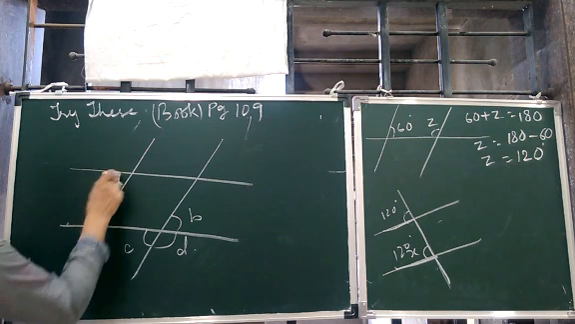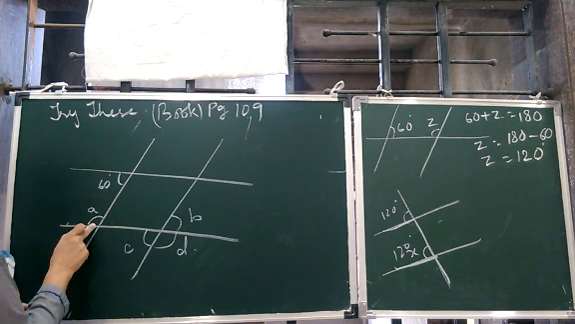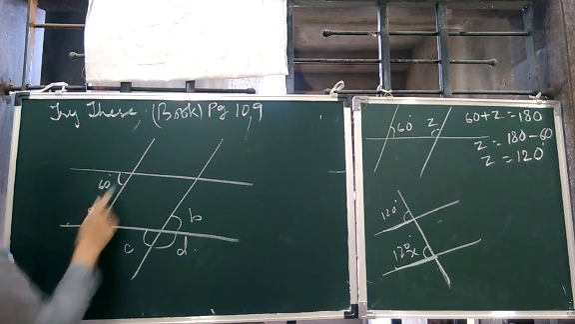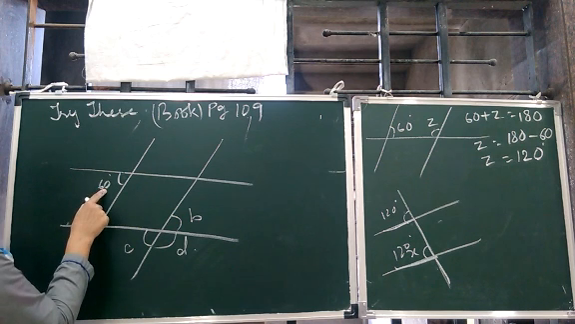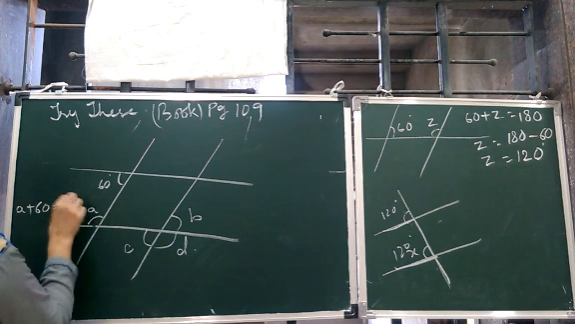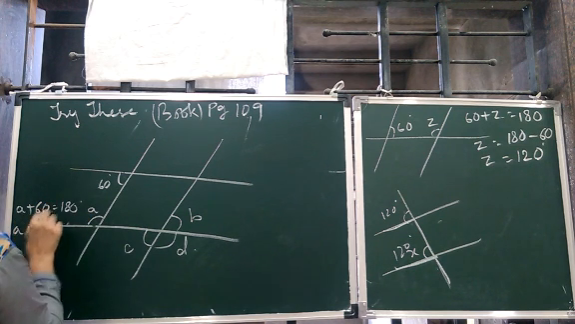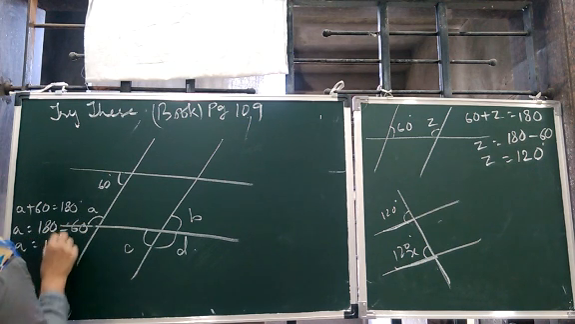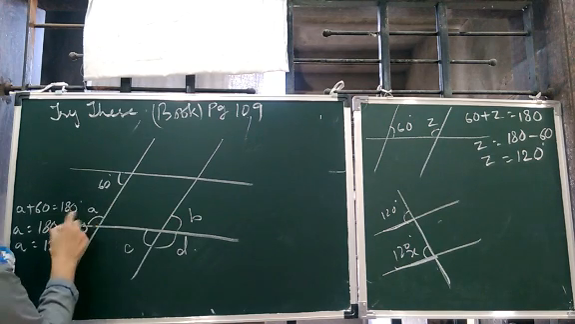This is A. They are what? Interior angles on the same side of the transversal for two parallel lines. So they will be supplementary. So A is 180 minus 60. So you can write A plus 60 is equal to 180. So A is equal to 180 minus 60. So A is 120 degrees.